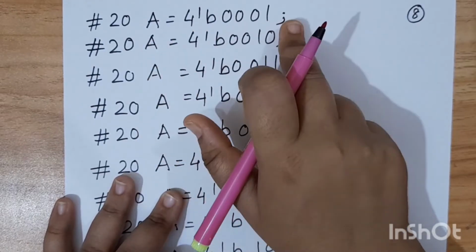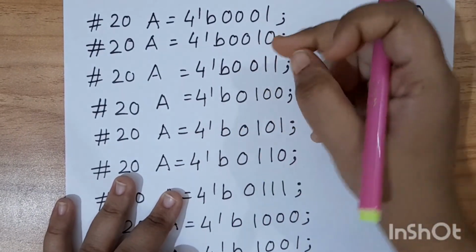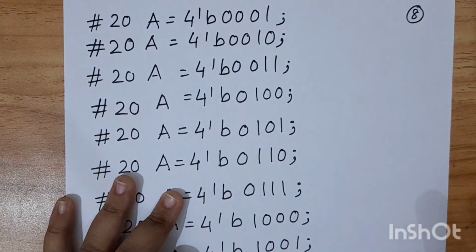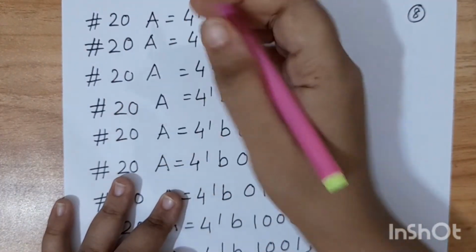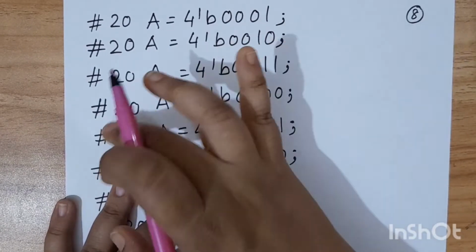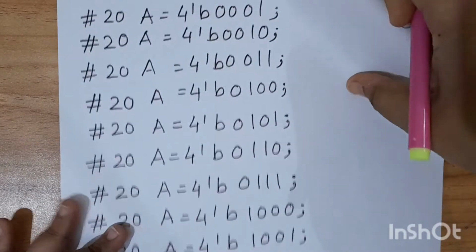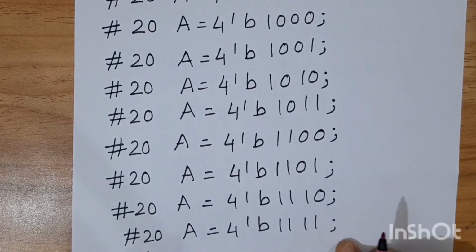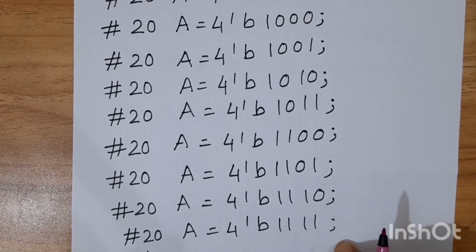So A is a 4 bit, so I am having 16 combinations. All the 16 combinations of input I have provided with a span of 20 time units. Means after 20 time units, again #20, A is equal to 4'b0010. After 20 time units, A is equal to 4'b0011. In this way I have provided till this point. #20, A is equal to 4'b all 1s; then #40; then end.